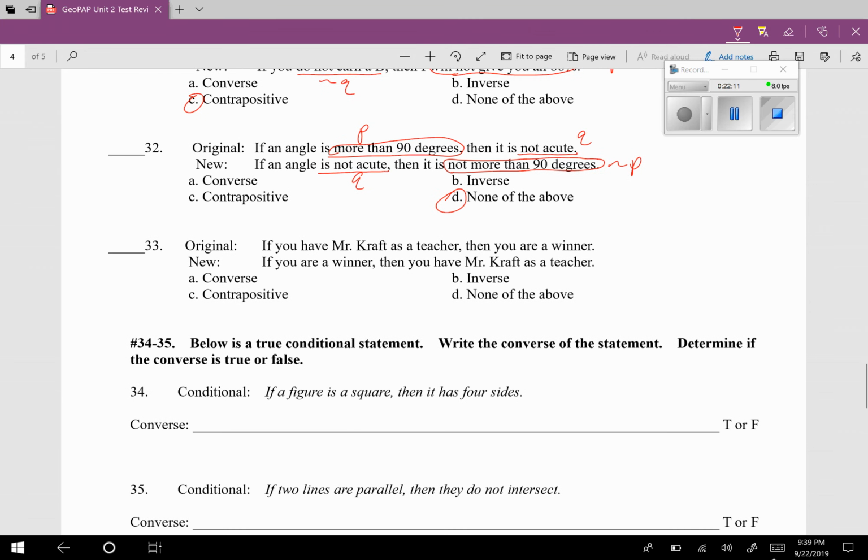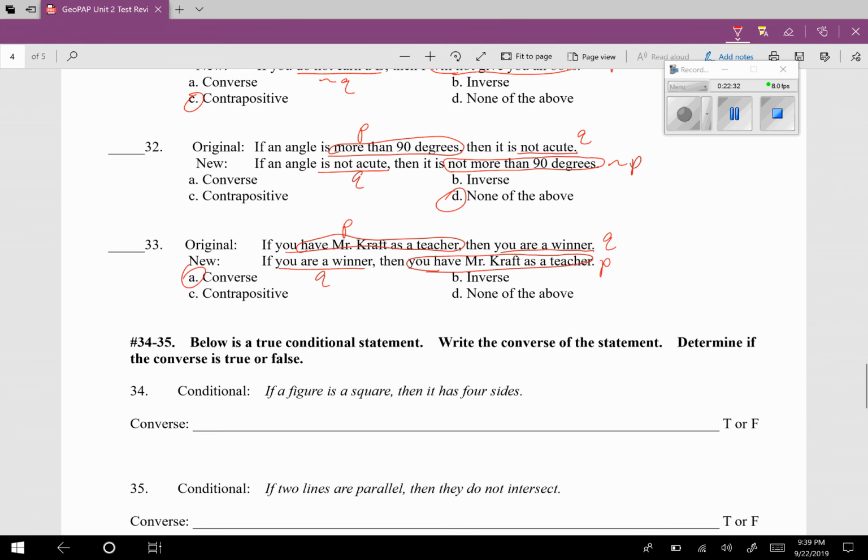If you have Mr. Kraft as a teacher, then you are a winner. Okay. If you are a winner, that's Q, then you have Mr. Kraft as your teacher. That's P. All they did was switch them, so that's the converse.